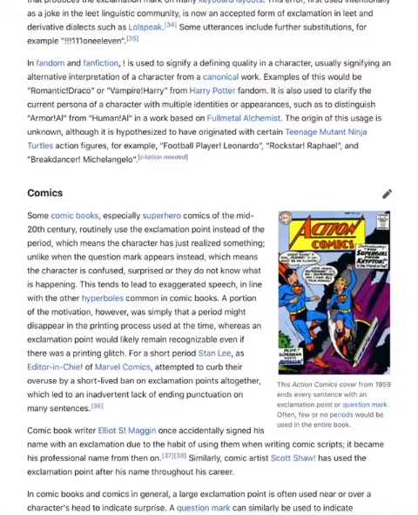It is also used to clarify the current persona of a character with multiple identities or appearances, such as to distinguish Armor!Al from Human!Al in a work based on Fullmetal Alchemist. The origin of this usage is unknown, although it is hypothesized to have originated with certain Teenage Mutant Ninja Turtles action figures, for example, Football Player Leonardo, Rockstar Raphael, and Breakdancer Michelangelo.